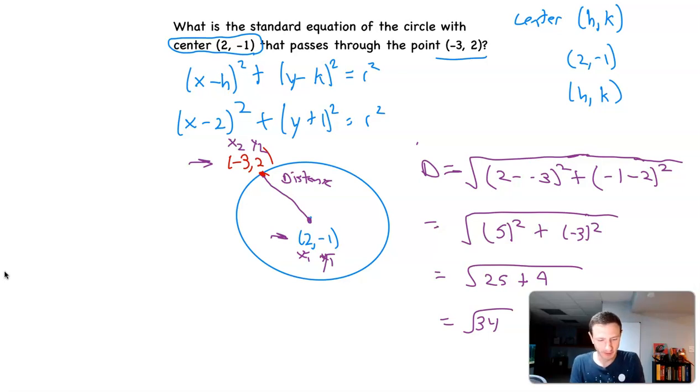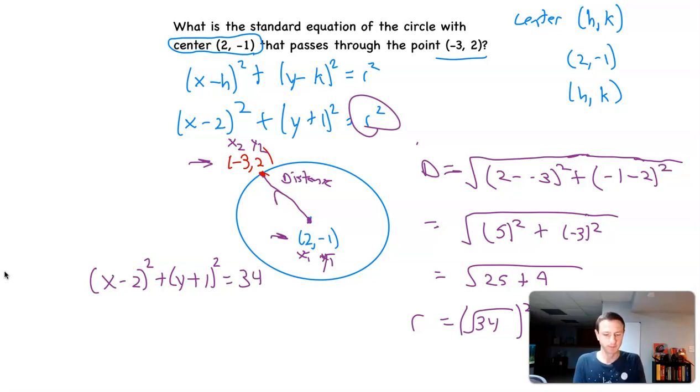Okay, so now let's go back to our formula here. So we have x minus 2 squared plus y plus 1 squared equals, so what does this distance represent? This represents the radius. We just found the distance, the radius from here to here. And the formula wants r squared. So r is equal to square root of 34. So what's r squared going to be? That's going to be square root of 34 squared, which is then just 34. So there is our equation of the circle with a center of 2, -1, passing through the point -3, 2.